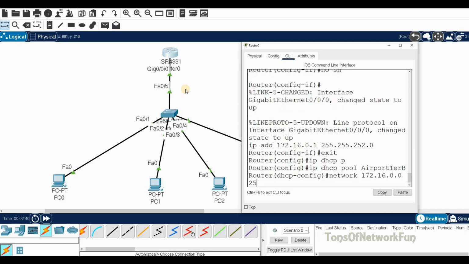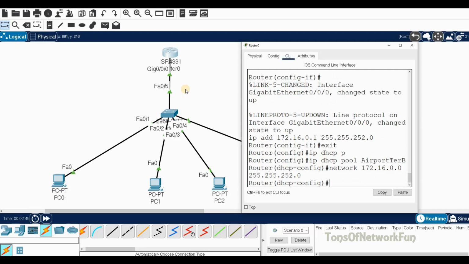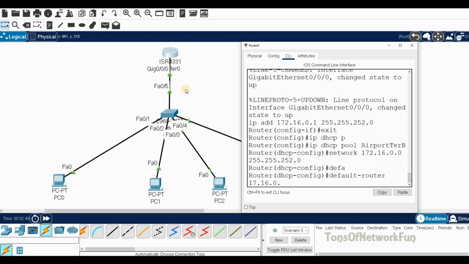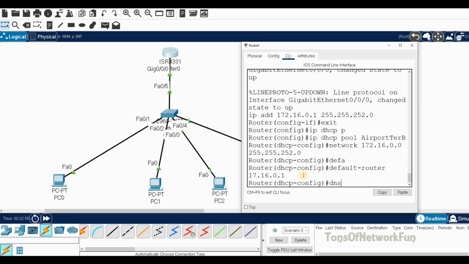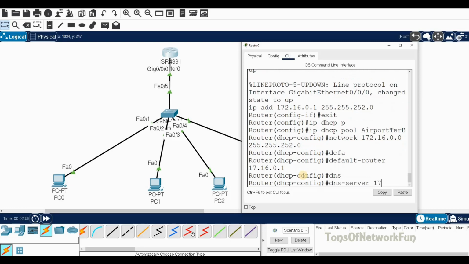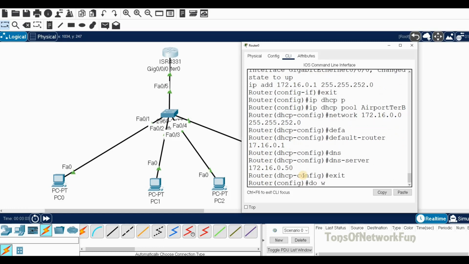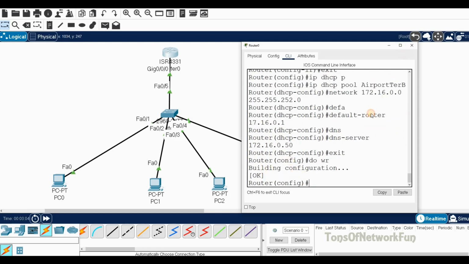Network 172.16.0.0 255.255.252.0, and default router 172.16.0.1, this same one. This is the interface address we have provided here. DNS server, let's say it's somewhere in the network and it is 172.16.0.50. Exit, save. Okay, we'll do one more thing.